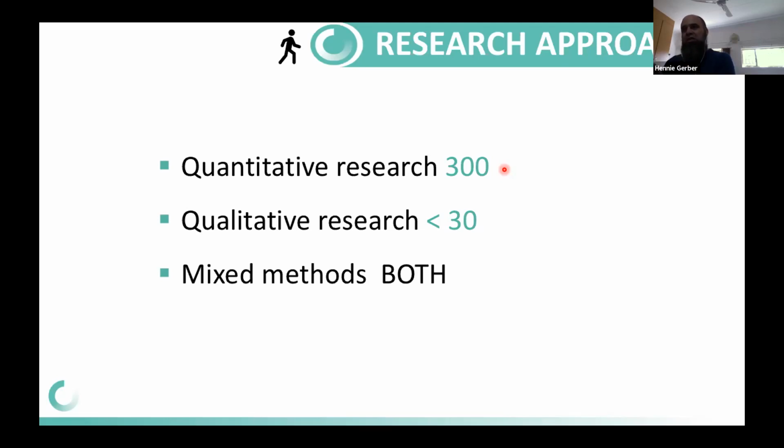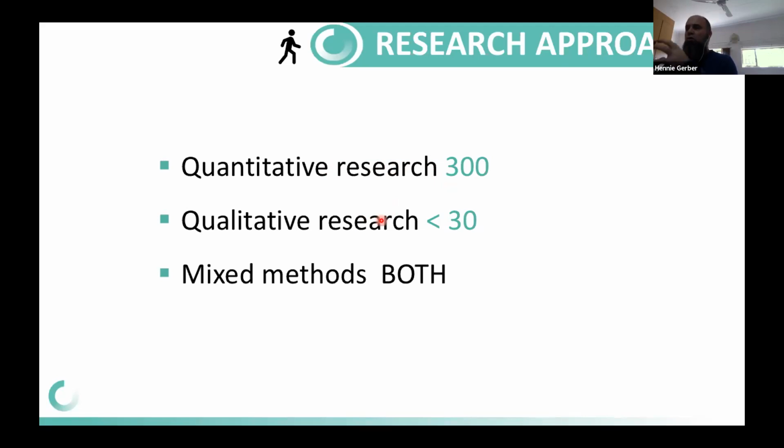So say, for example, if the population that you consider is very small, you're forced to go for qualitative. You cannot do quantitative if your population is very small. Say your whole population consists of only 30 people, then it's difficult to do quantitative research. Qualitative, usually less. Usually the interviews are less than 30. But Monique will talk about that.